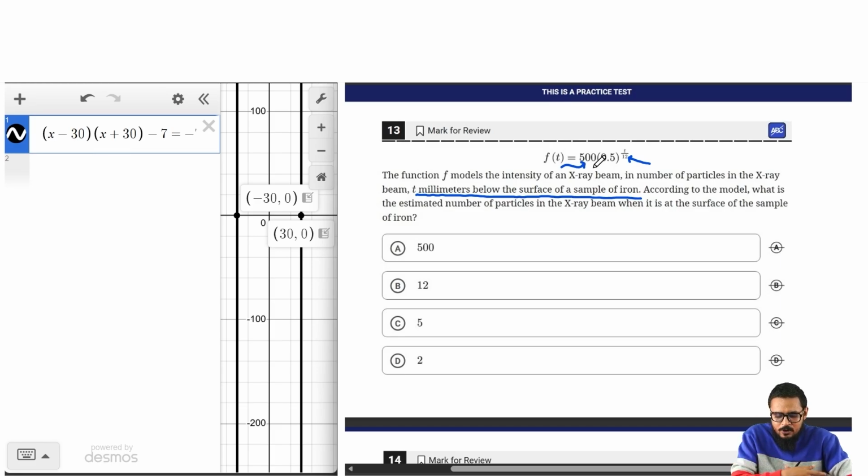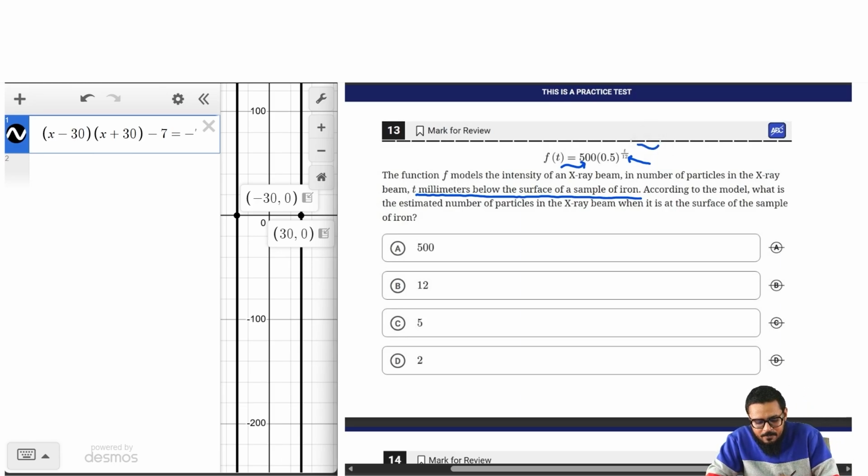Now, what is something that we're looking to figure out in this question? According to the model, what is the estimated number of particles in an X-ray beam when it is at the surface of the sample of iron? So when you're operating right on the surface, you're operating 0 millimeters below the surface, right? Because t represents how many millimeters you are below the surface. If you're operating right on the surface, it means that you're operating 0 millimeters below the surface, right?